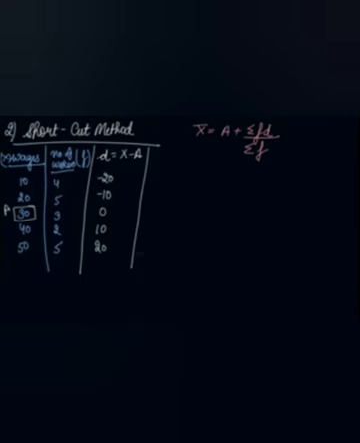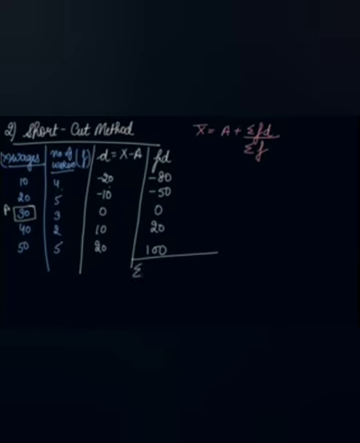Then we have to find out fd, which means frequency into deviation. This is the frequency, this is the deviation. So 4 into minus 20 is minus 80, 5 into minus 10 is minus 50, 3 into 0 is 0, then 2 into 10 is 20, and 5 into 20 is 100.